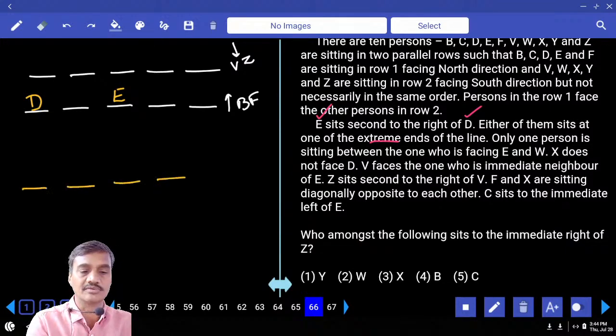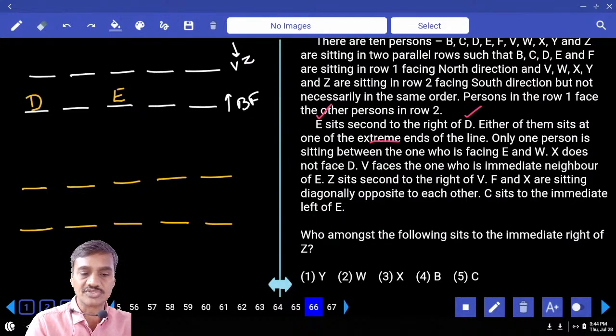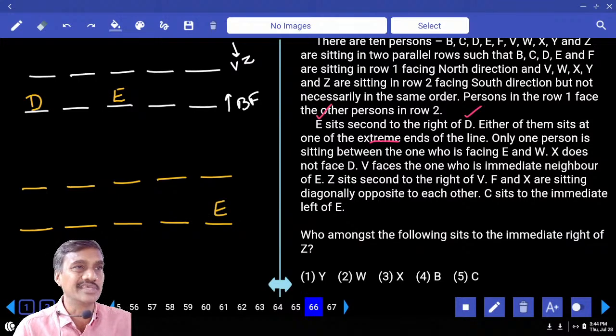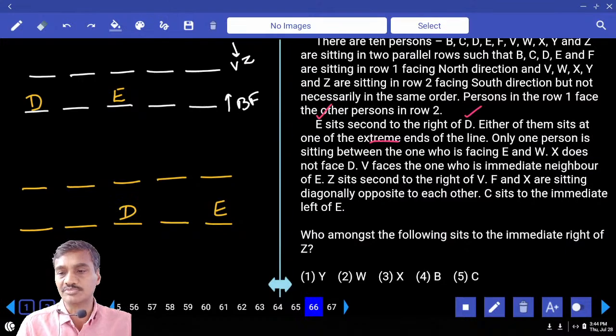And we can have E at one of the extremes. In the first case we took D at the extreme end, and in the second case we are taking E at the extreme end. Hence D will be here. And only one person between E and W. Only one person sits between the one who is facing E and W.